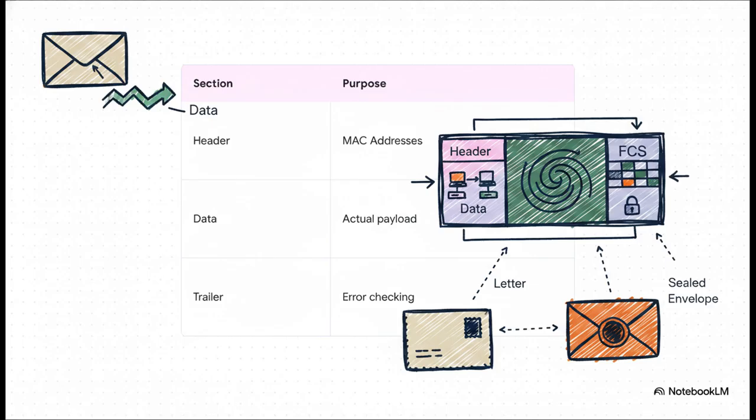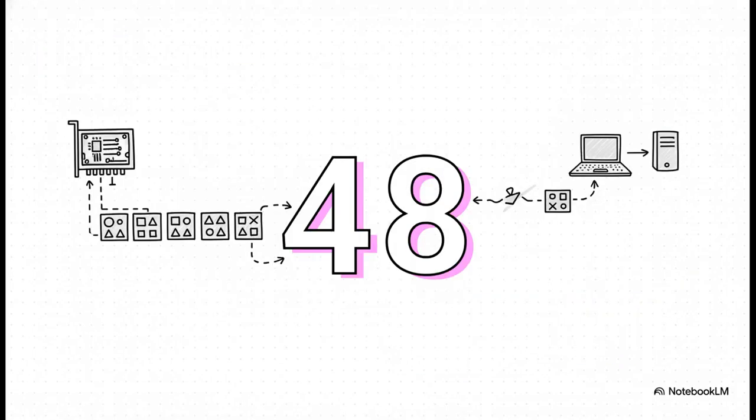And finally, the trailer, also known as the frame check sequence, which acts like a tamper-proof seal carrying some clever mathematical error-checking information. Now, look at that number on the screen, 48. That is kind of a magic number in Layer 2. When we talk about addressing in the frame header, we're talking about MAC addresses, or Media Access Control addresses. A MAC address is exactly 48 bits long, and we write it out in hexadecimal format.